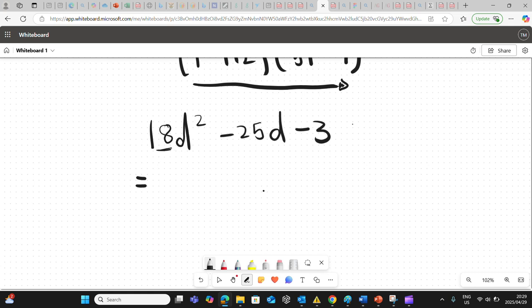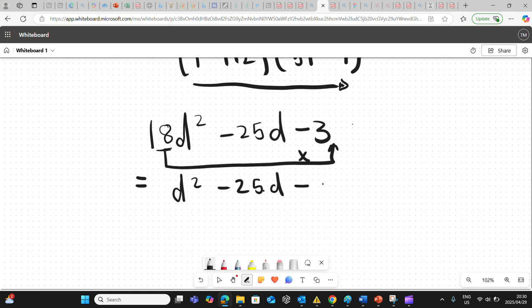Again, we take the 18. You can try this out yourself if you feel confident now. Take the 18, you times across. This will stay as a 25. Negative 25d. But an 18 times a 3 is a negative 54. Remember, it's an 18, but it's times in with the negative 3, so that's how you get the negative 54. Then in the next step, you factorize this trinomial.